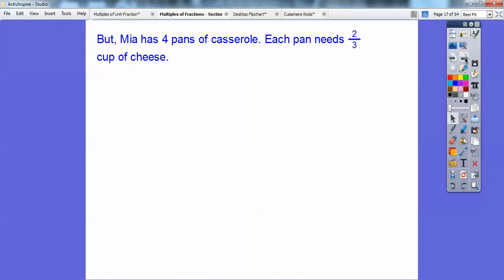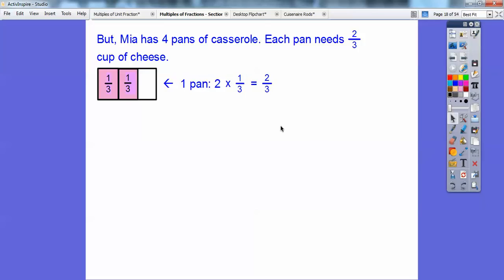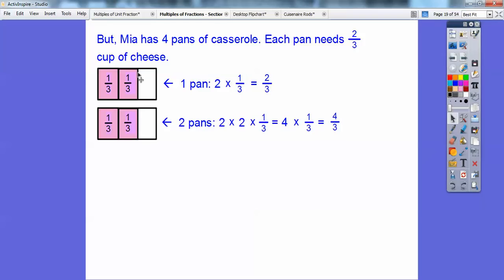But Mia has 4 pans of casserole, so each pan needs 2/3 cup of cheese. So here's one pan, 2 times 1/3, which is 2/3. So 2 pans is going to be 2 of them. So there's 2 of these, so that's what this 2 is for. 2 times 2 times 1/3. Then we multiply these 2 together to get 4 times 1/3, which is 4/3. Can you see that there's 4/3 right there? If we added all these up, 1/3 plus 1/3 plus 1/3 plus 1/3 is 4/3. Well, that's 2 pans.